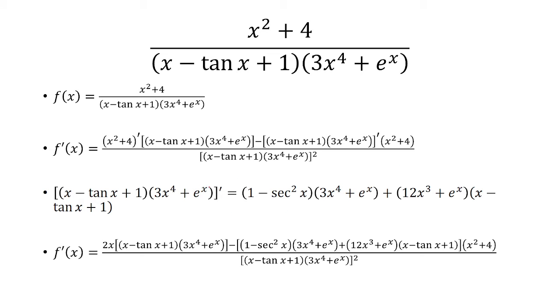So now we're going to take this answer and replace the derivative of these two products. So in other words, it's going to be over here. So we take the derivative of x² + 4, which is 2x, and then this is the denominator, minus the derivative of the denominator times the top, over the denominator squared.